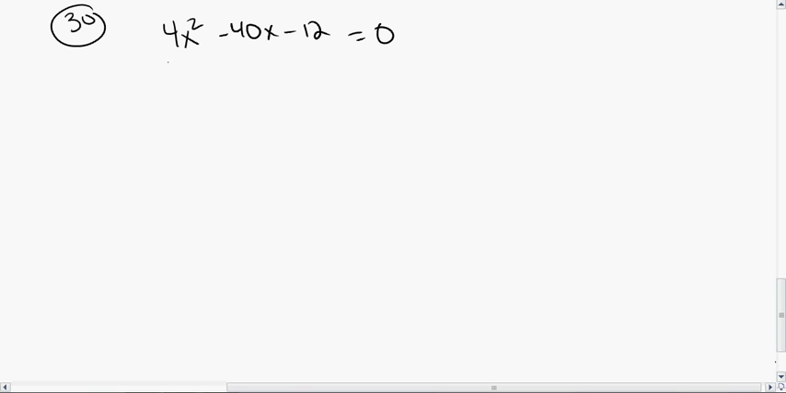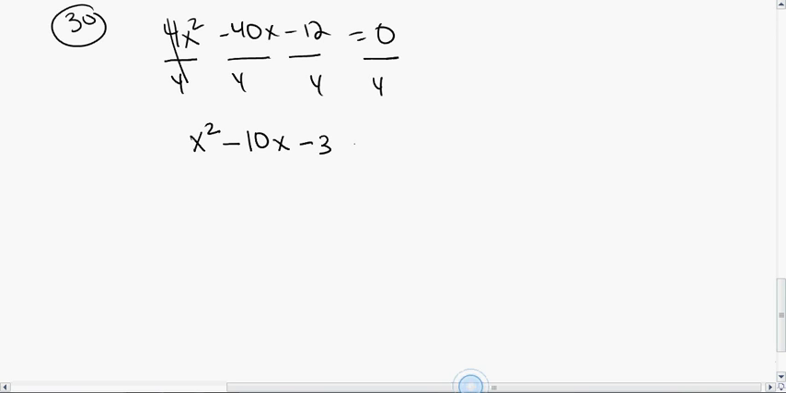anything, I have to make sure that this very first term has just a 1, not a 4. So to get rid of that 4, I'm going to divide every single term by 4. That whole equation gets divided by 4. That cancels out the first coefficient. Now I just have x squared. 40 divided by 4 is 10, so I've got a minus 10x. 12 divided by 4 is 3, so I've got a minus 3. And of course, 0 divided by anything is just 0.